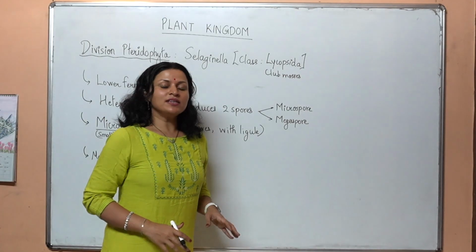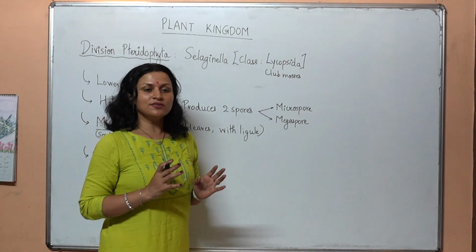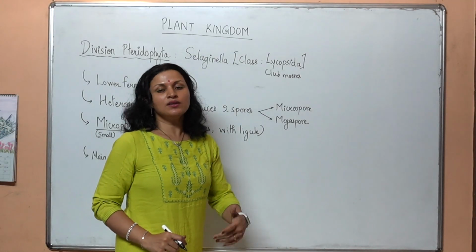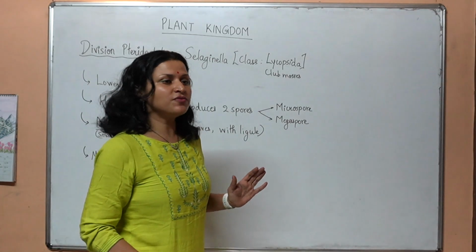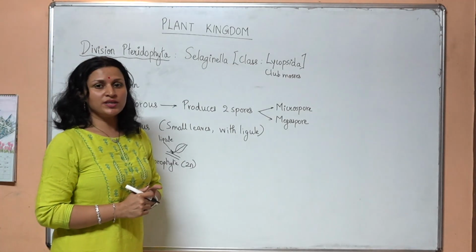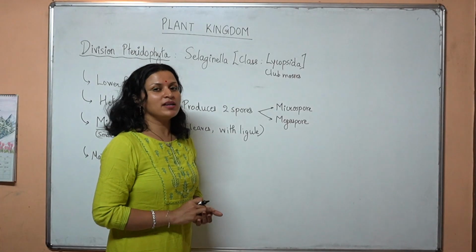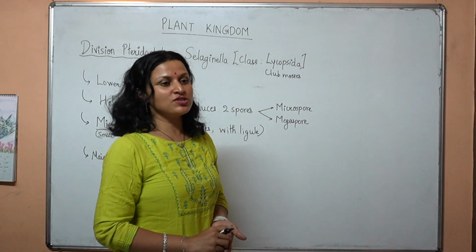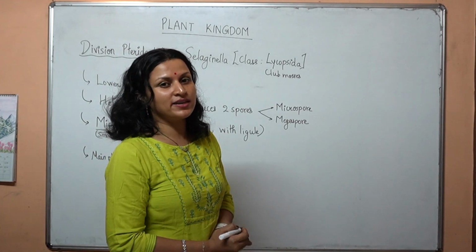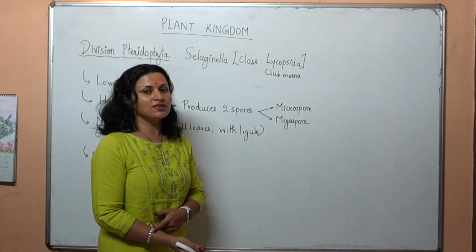Why we are specifically interested in studying Selaginella, which is a lower fern, is because it has certain features which make it very similar to the higher plants. What are those features? We are going to see now. Have you heard of Sanjeevani booty? Hanumanji had come all the way from Sri Lanka to Himalayas to fetch the Sanjeevani booty, which is nothing but Selaginella bryopteris, a species of Selaginella. We will be looking at it in economic importance.